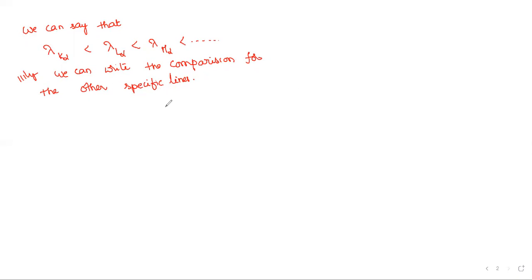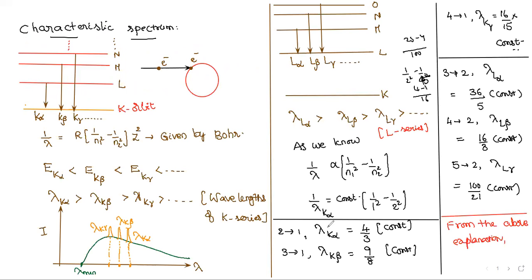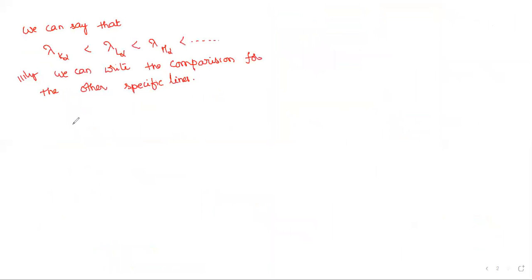Okay, so here, can you compare? Suppose K alpha is given, L alpha is given, L beta is given. Can you compare L alpha, L beta with K alpha? That is what he is asking. So no need to check their values. K alpha means simple: some constant, 1 by lambda, what I'm saying, that is some constant into 1 by 1 square minus 1 by 2 square.